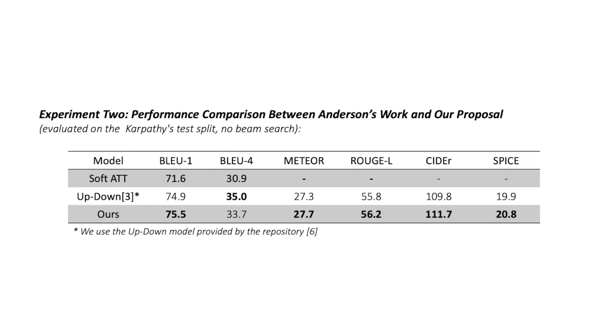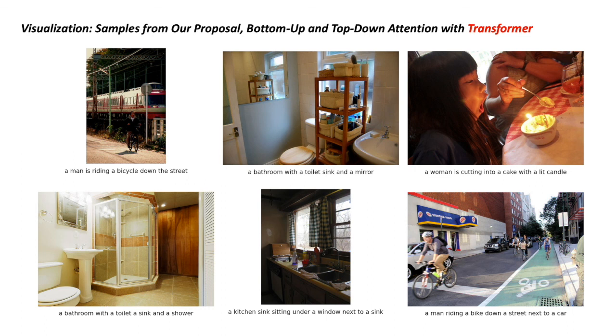Finally, we compare 3 methods. You can see our proposed method achieves higher scores under most metrics except BLEU4, but is still close to the up-down results. Here is the visualization of our model with transformer. You can see when the image becomes more complex, the model can still capture the most important part of the image and output reasonable captions.